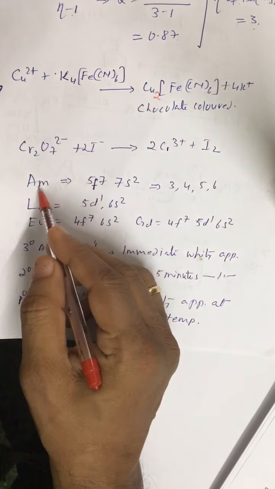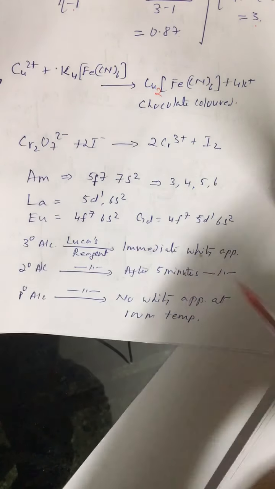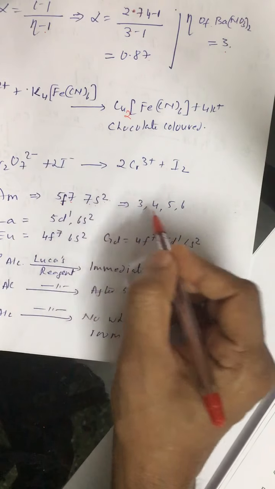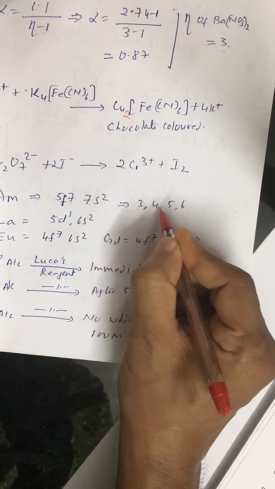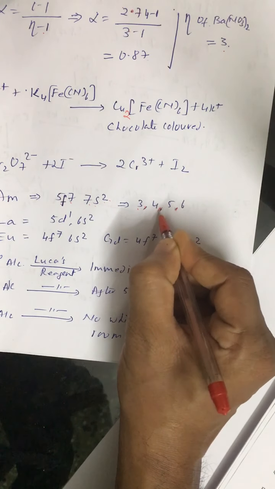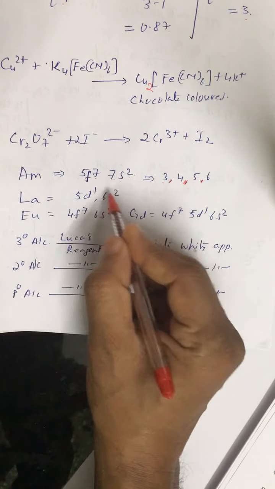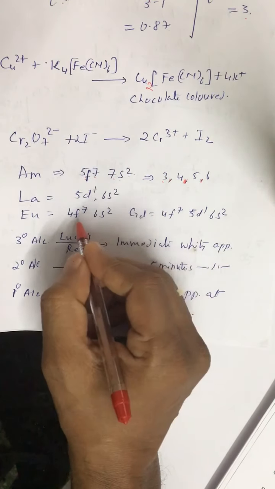The correct answer is the fourth option, americium. It has a 5f7 7s2 configuration. It shows 3, 4, 5 and 6 oxidation states. Lanthanum has this configuration, so mostly it will show +3.